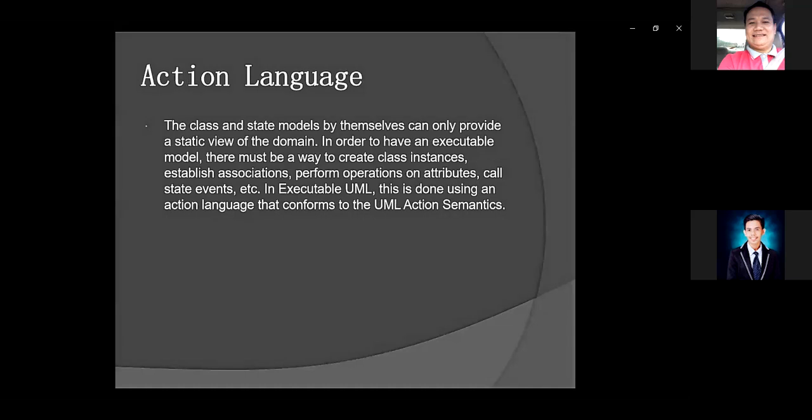The language that conforms to UML is done using an action language. In order to have an executable model, there must be a way to create instances, and to provide a static view, associations, and perform operations. This is UML action semantics.